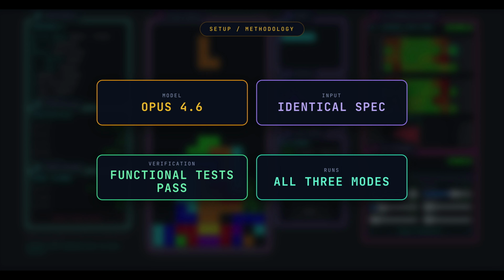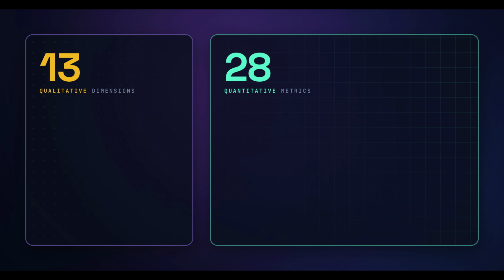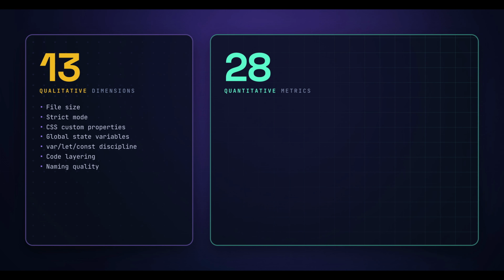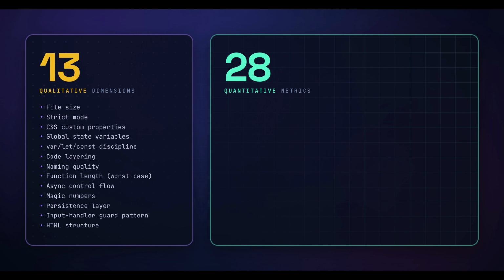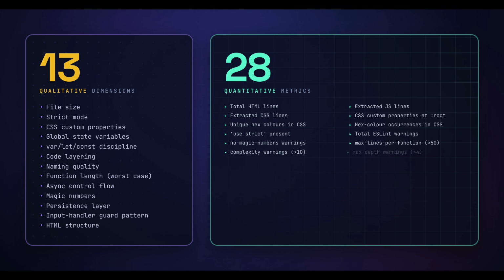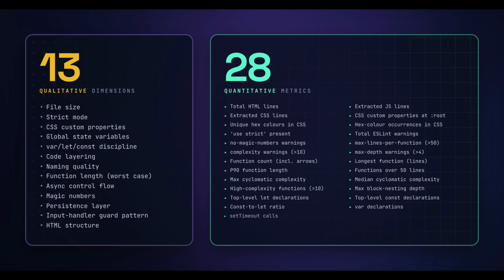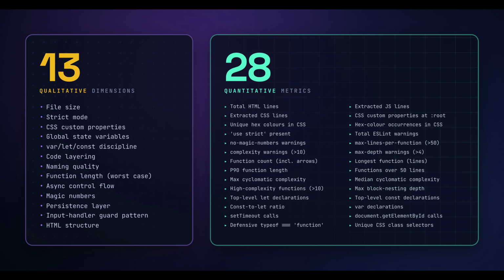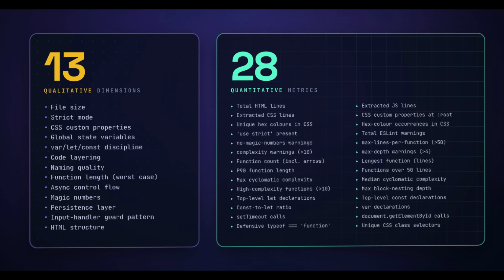The output artifacts are 3 single-file vanilla JavaScript implementations of the same thing. I reviewed each line by line and scored them on 13 code quality dimensions, then ran a quantitative static analysis pass with 28 metrics for cross-checking. The 13 dimensions cover formatting, readability, layering, naming, function length, persistence handling, magic numbers, and others. The 28 quantitative metrics cover line counts, ESLint warnings, AST-derived cyclomatic complexity, function length statistics, and DOM call counts. 2 scoring axes, one based on judgment, one based on hard numbers. So my qualitative opinions could be cross-checked against what the static analysis tools said.